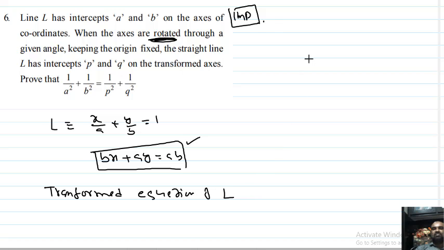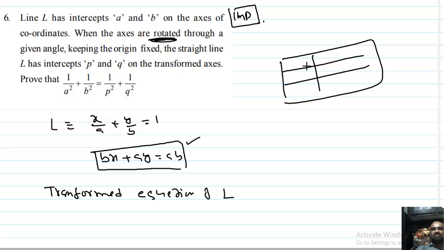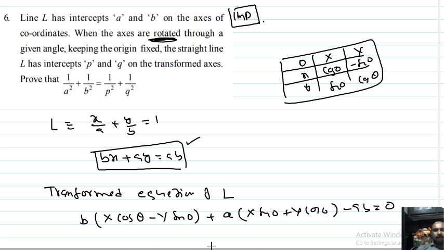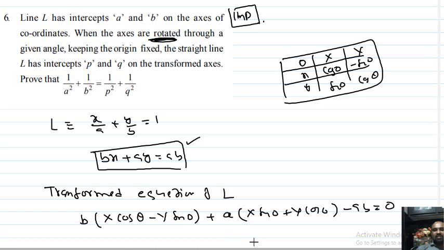of L. You need to remember the table on rotation: theta, capital X, capital Y, small x, small y, cos theta, minus sin theta, cos theta. So instead of small x, what should we write? B into, instead of small x, capital X cos theta minus capital Y sin theta, plus small a into, instead of y, what can I write? Capital X sin theta plus capital Y cos theta, minus AB equal to 0. Now you want to convert this into the intercept form. Now I will write on the next page. So B capital X cos theta minus B Y sin theta. Okay students, next A X sin theta.